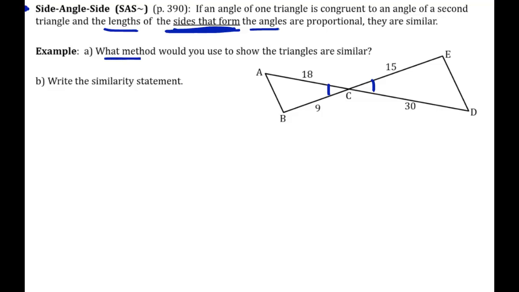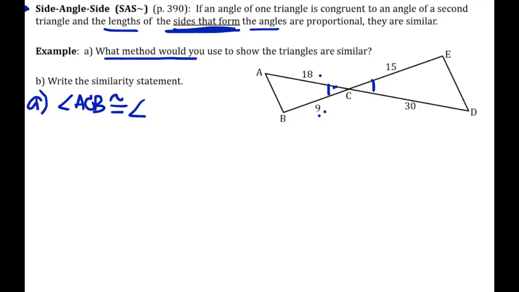So for A, we're going to look at what method we'd use, and that's going to be, hopefully, if my sides that form these angles are in the same ratio, and I've got two congruent angles, then I'm going to use side, angle, side. That's what we're hoping for. Okay, so I'm just on part A still here. I'm going to say that angle ACB we know is congruent to angle.